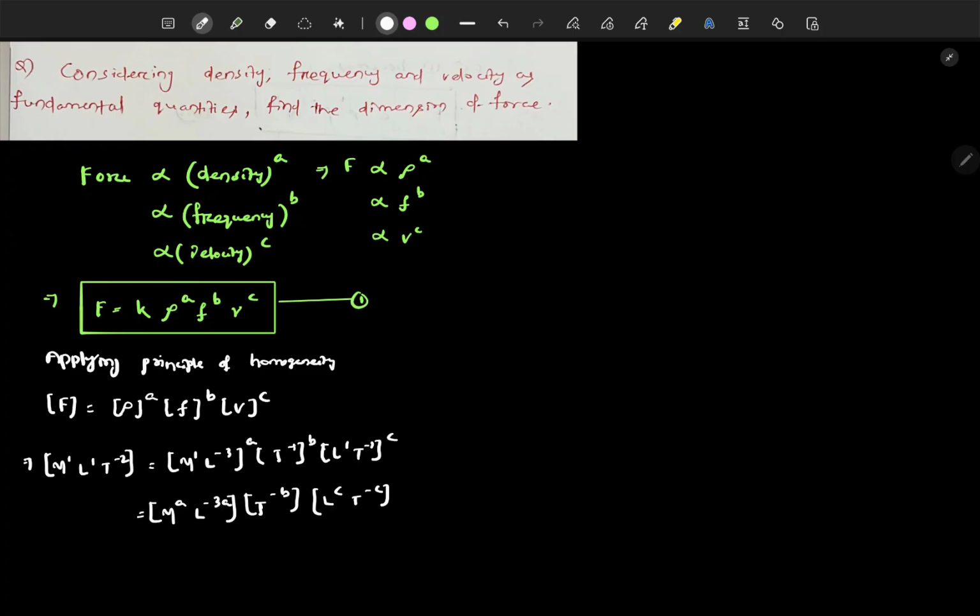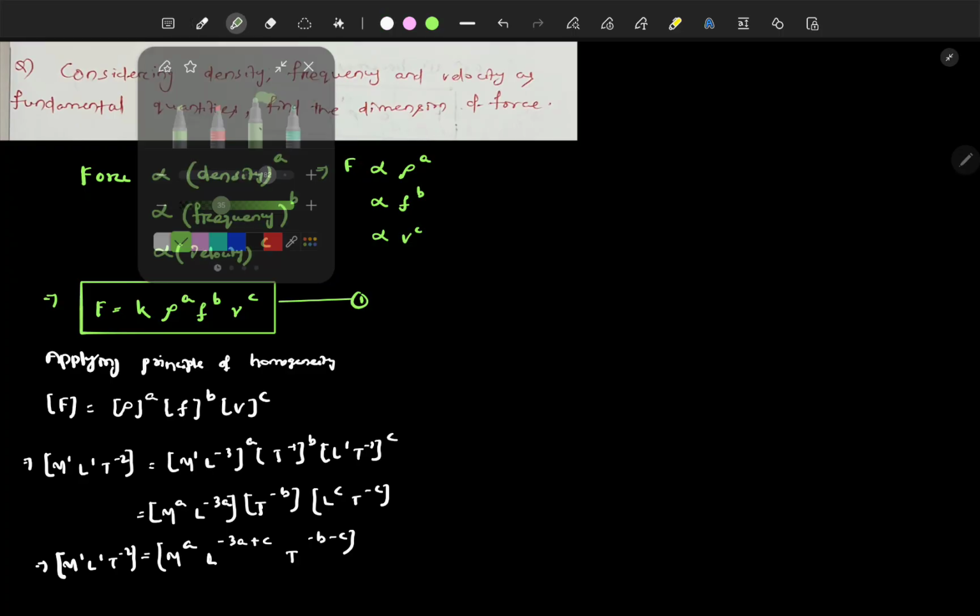Yes, we are getting the solution actually. Then m power, how much will it be? m power a. Then L power minus 3a is one term, another one is L power c. That means L power minus 3a plus c. Then t power minus b minus c. And on the LHS we have 1, 1, minus 2, the dimension of force.